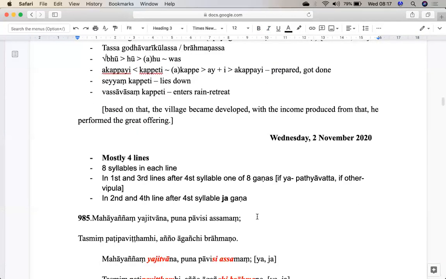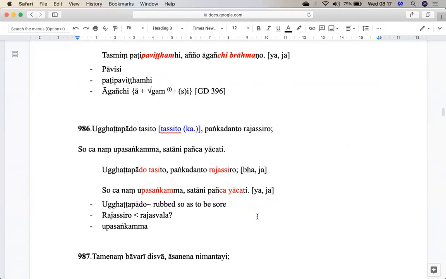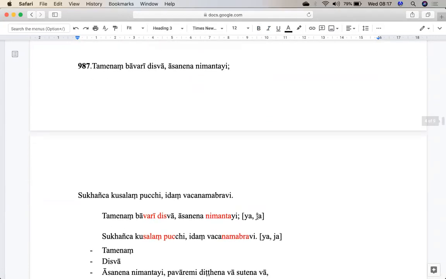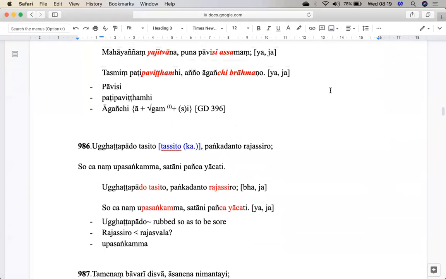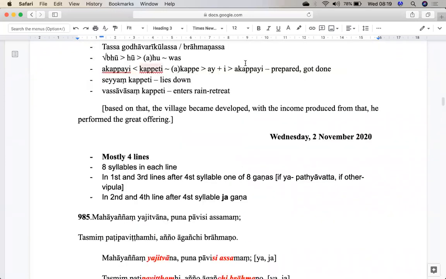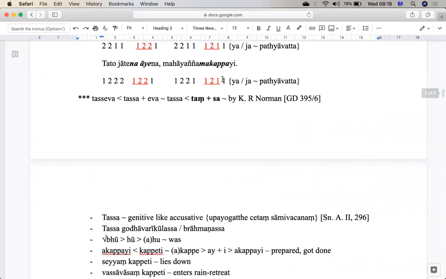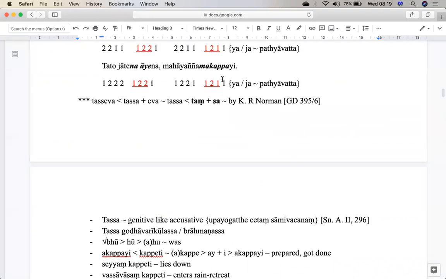Later we can find the Brahmin's name, Bawari. Here the name of that Brahmin is Bawari, in the mantras, who left the Sahoti and went to the Godavari bank. So he prepared the great offering. In the previous stanza, Mahayana Makabayi, he prepared the great offering.